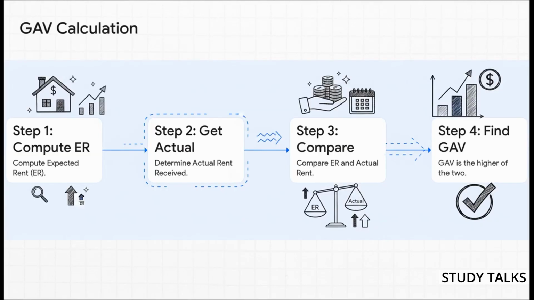Okay, so it really all boils down to a simple comparison. Step 1, you figure out something called the expected rent, or ER. Now, how do you do that? Well, you look at two values, the municipal valuation and the fair rent, and you take whichever is higher. But there's a catch. That number can't be more than the standard rent, which is set by law. So that's your ER. Step 2 is easy. What's the actual rent you received? And finally, for steps 3 and 4, you just compare the two. Your GAV is simply the higher of your expected rent and your actual rent.